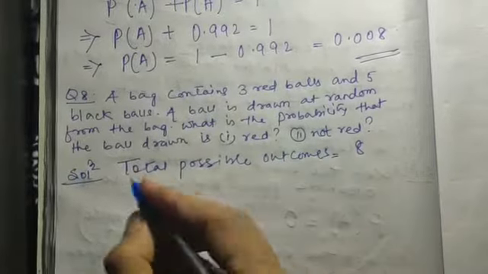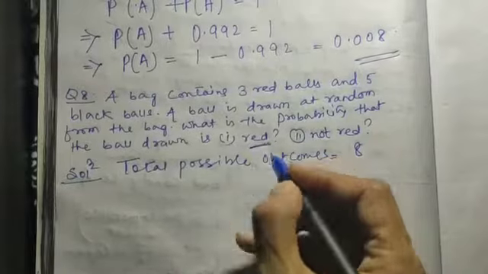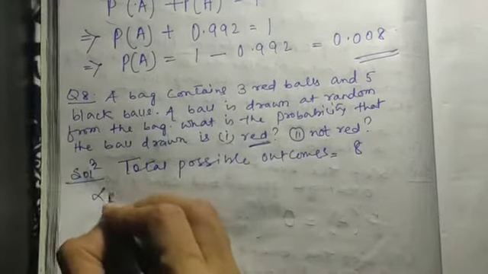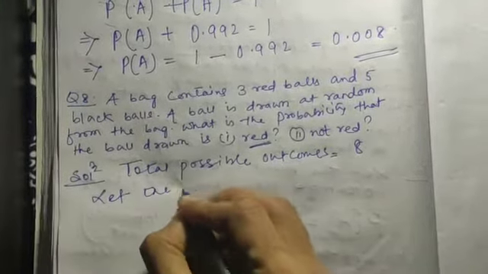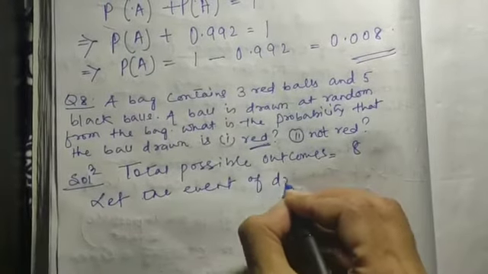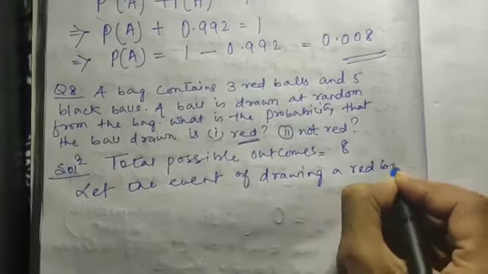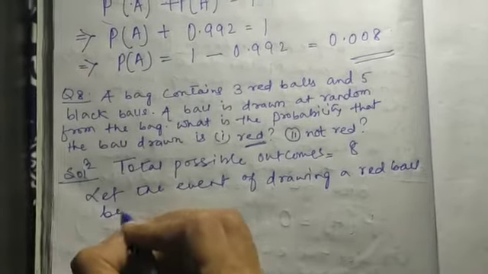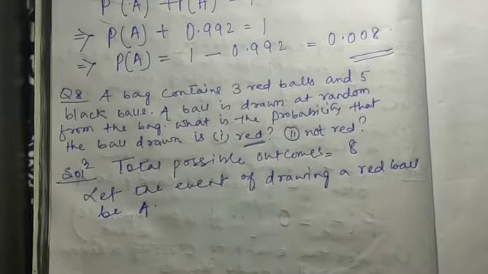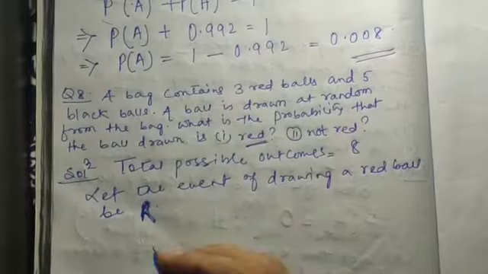Number 1, red. So drawing the ball is red. That event we have to give a name. So let the event of drawing a red ball be A. Or you can give a different name also, R. Done.